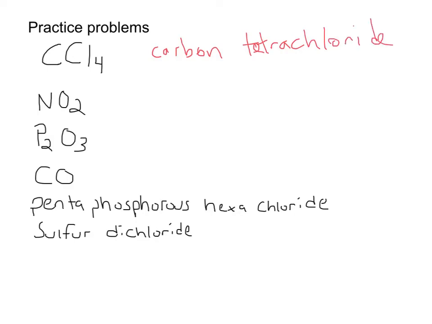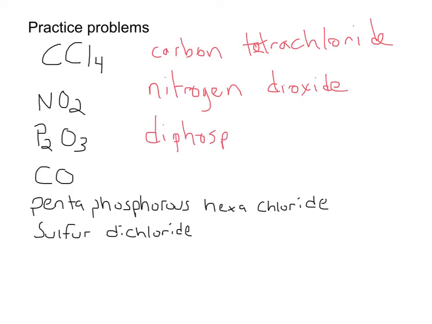All right, now we have NO2. So it would be nitrogen. You might see the word mononitrogen, but again, we want to avoid using that. And then 2 oxygens, so that would be dioxide. All right, P2O3, so diphosphorus trioxide. Almost said tetra.